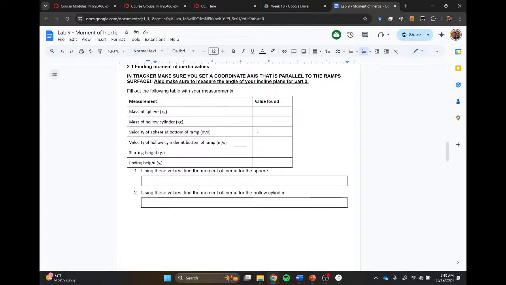Are we supposed to not use the cylinder at all? Without rolling? No, you do it for both, the sliders and the rolling ones. So if you look on the table, it says you want to measure the velocity. Okay. And then see if you can find it for both.